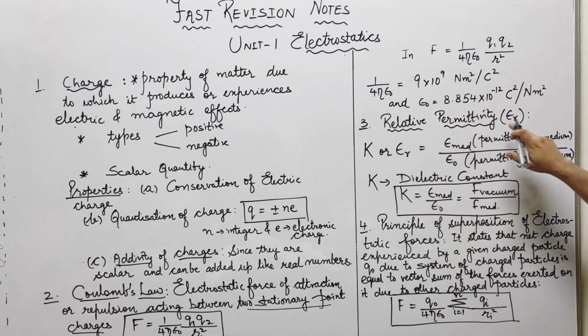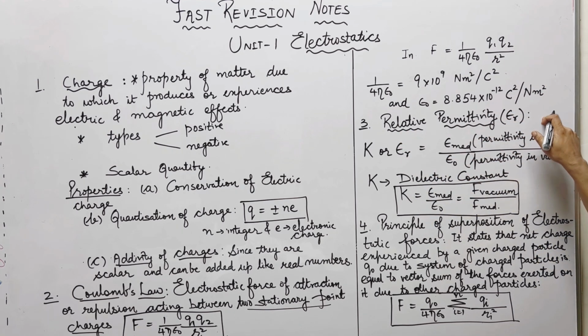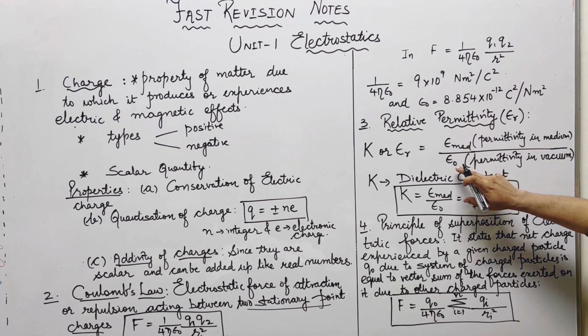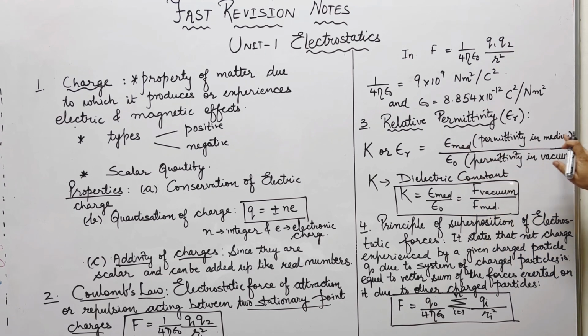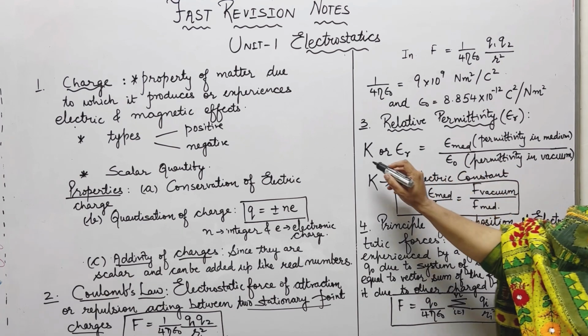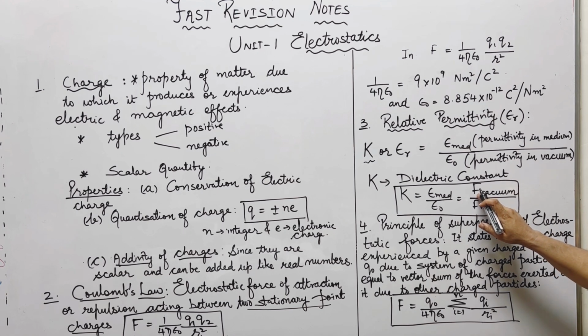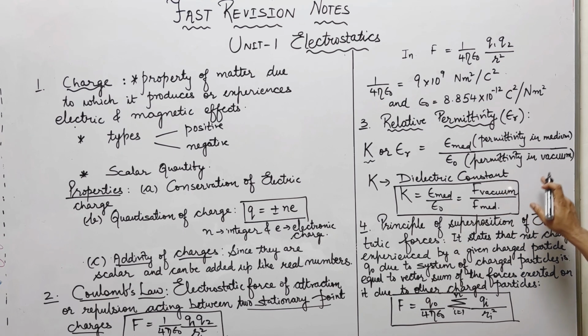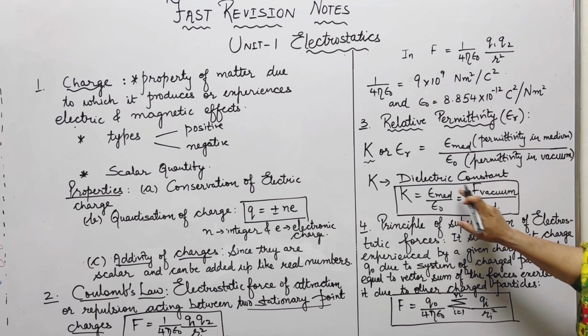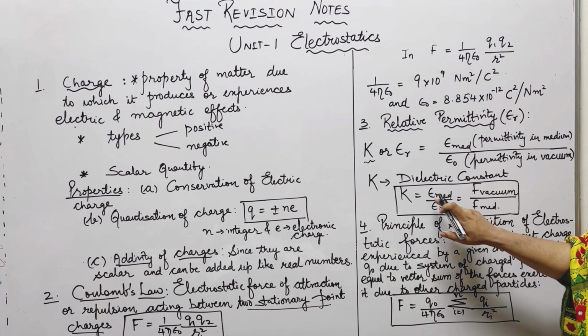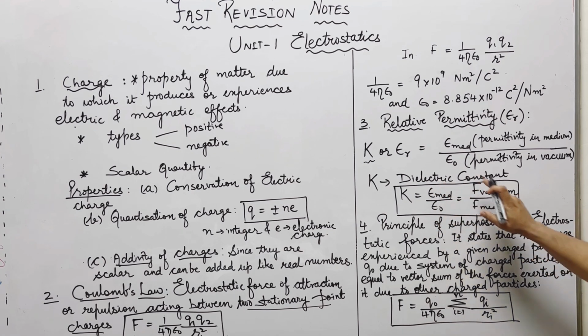Then there is the relative permittivity. It is the ratio of epsilon medium upon epsilon naught, where epsilon medium is permittivity in the medium, and epsilon naught is permittivity in vacuum. Here we define one more thing, that is the K constant. It is the ratio of the electrostatic force in vacuum to the electrostatic force in the medium. Since the force is inversely proportional to epsilon, on dividing they get crossed: epsilon medium is in the numerator, while force in the medium is in the denominator. So keep this in mind.